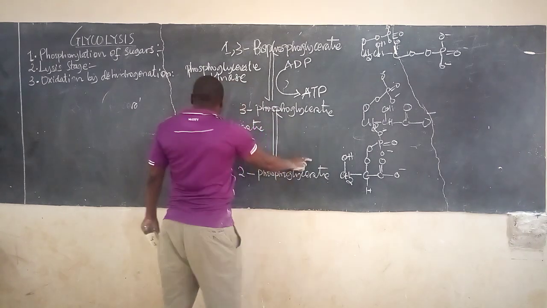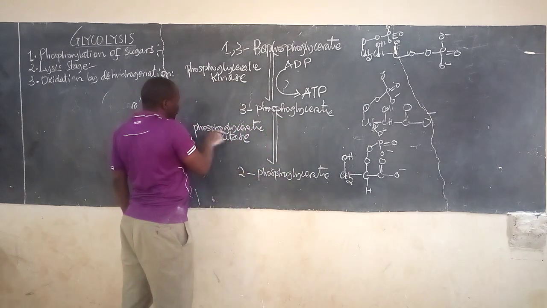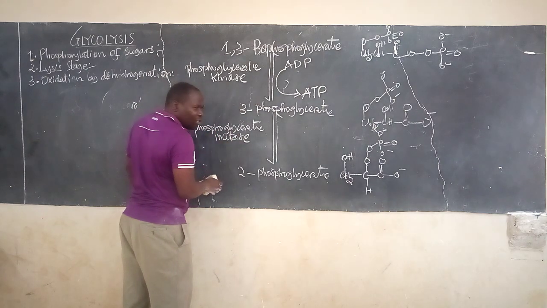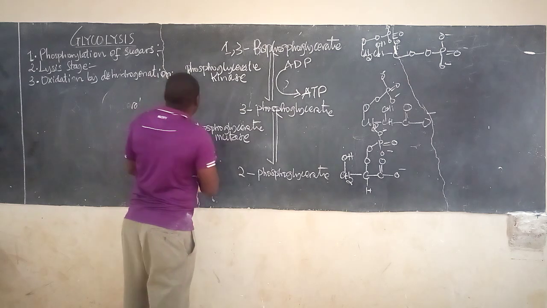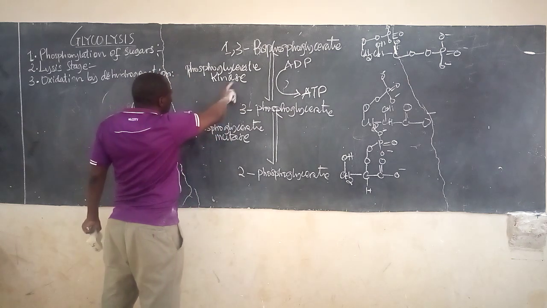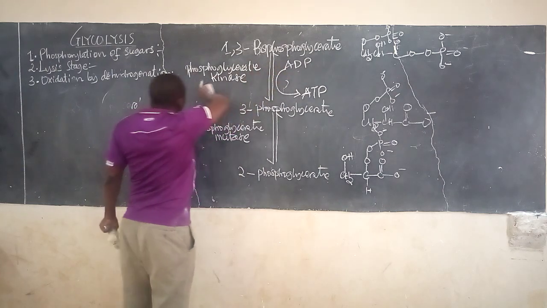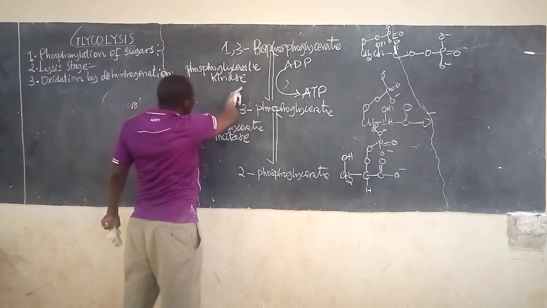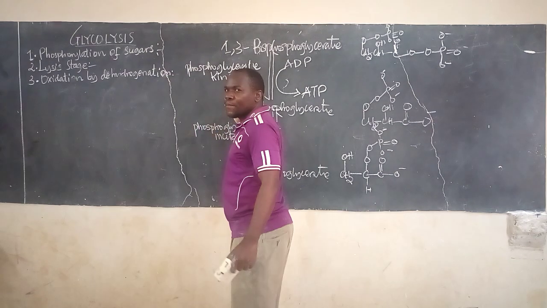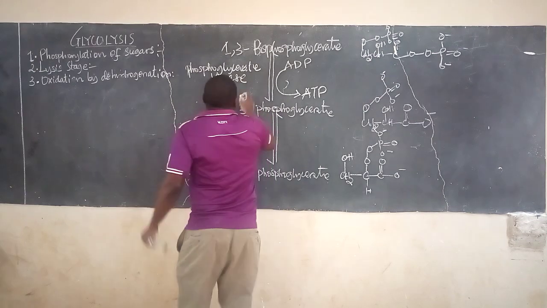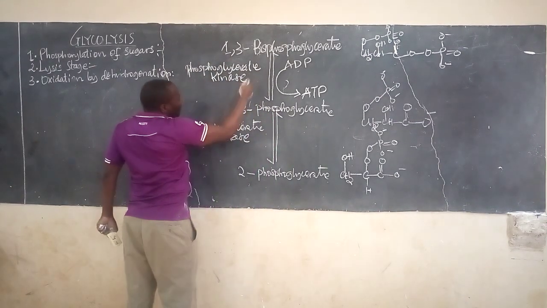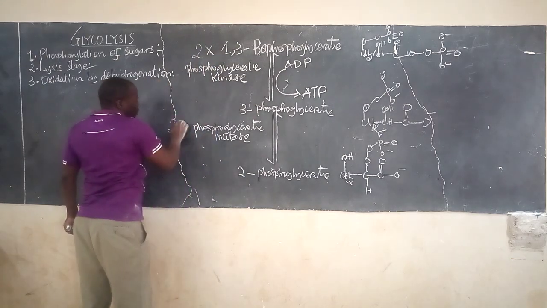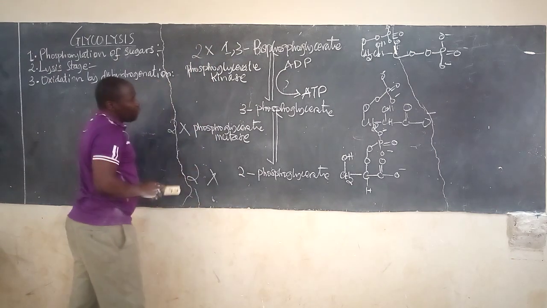The conversion is enabled due to presence of this enzyme, phosphoglycerate mutase. But remember that at every stage you pass through, remember to write times 2, even here, times 2.